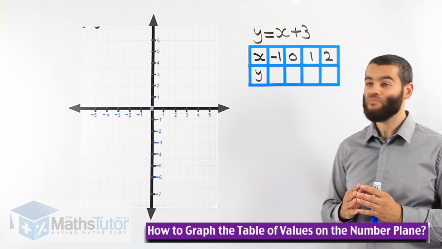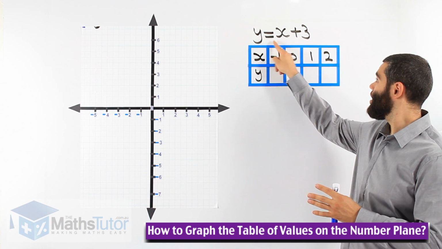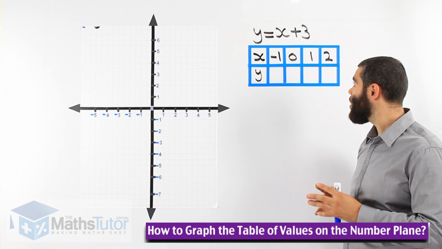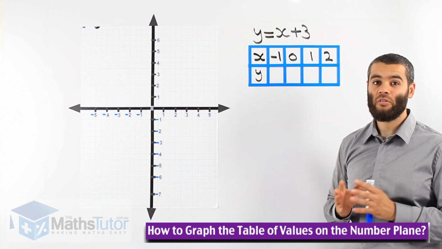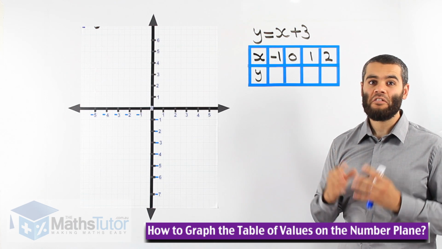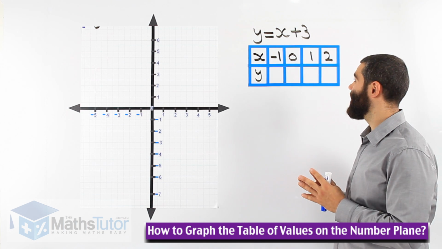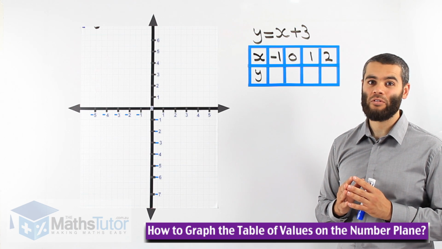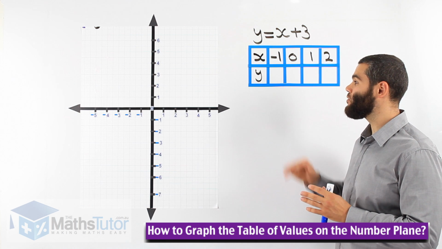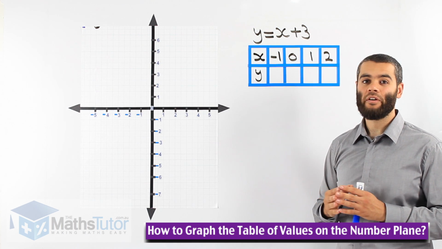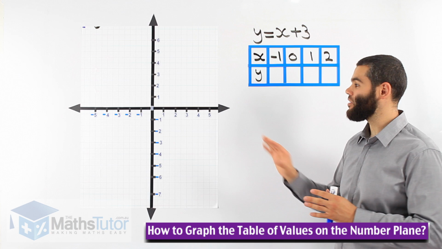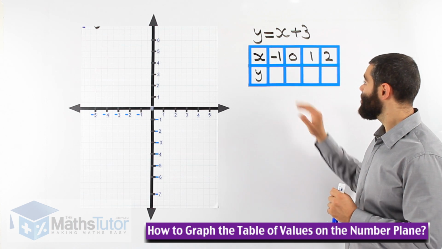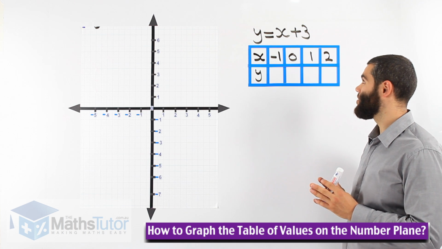What we're going to do is we have a rule, an equation. This rule says y equals x plus 3. So y is going to have the value of x plus 3. Let's see how we're going to do that. We'll complete the table and then we're going to graph it on the number plane, and I'll be telling you more about the number plane next as well. The table of values, let's start with that first.